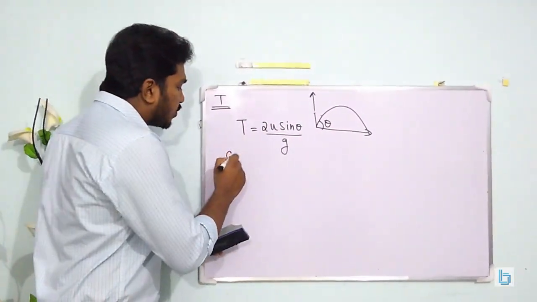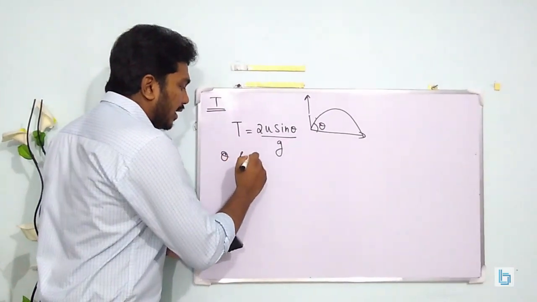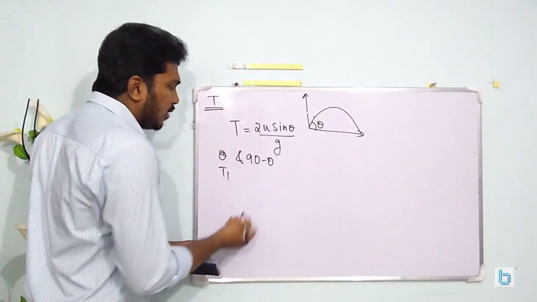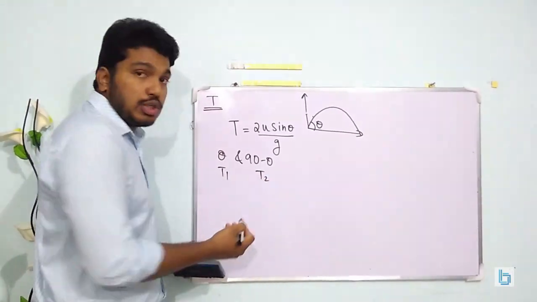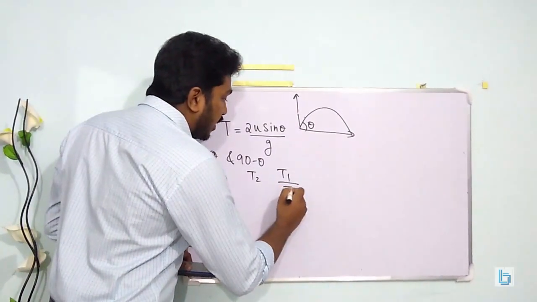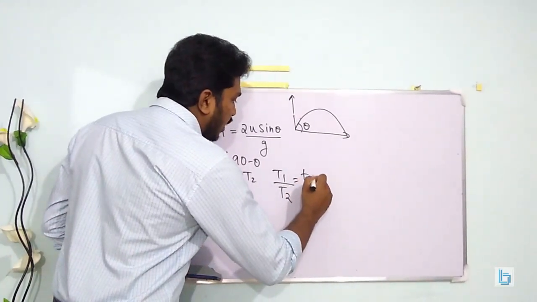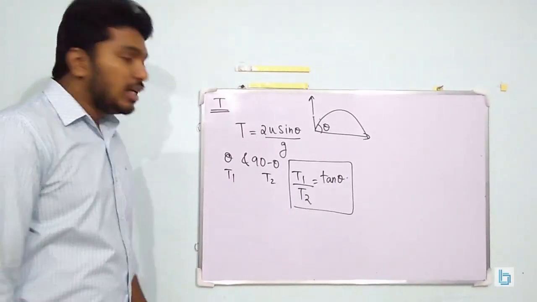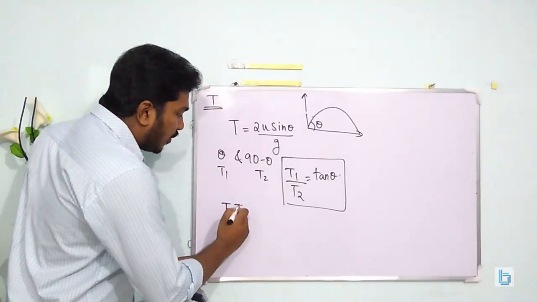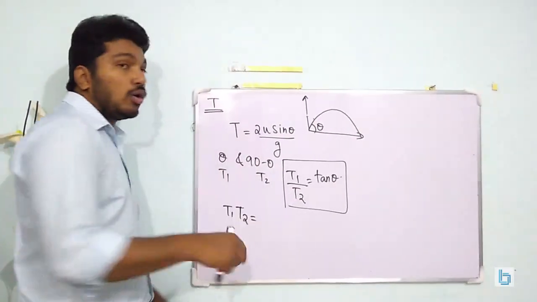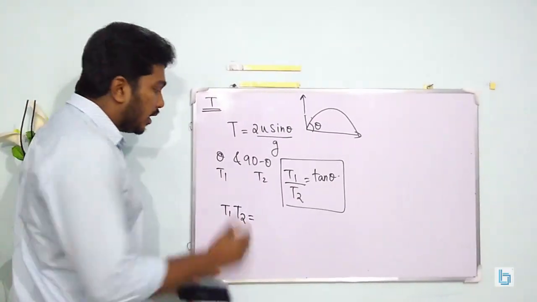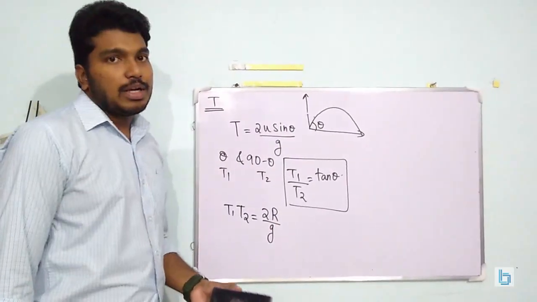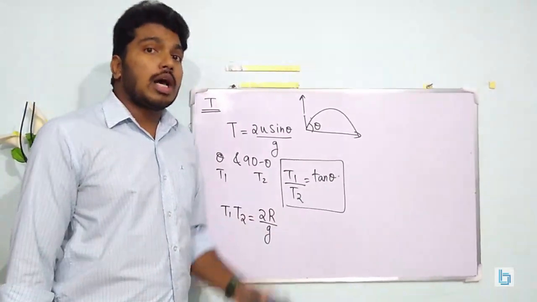Now for two complementary angles, theta and 90 minus theta, just like I mentioned, we can say that for theta if time is t1 and for 90 minus theta it is t2, then when you take the ratio, t1 by t2 will be equal to tan theta. Similarly, when you take the product of the times of flight for two complementary angles of projection, t1 into t2 will be equal to 2R by g.